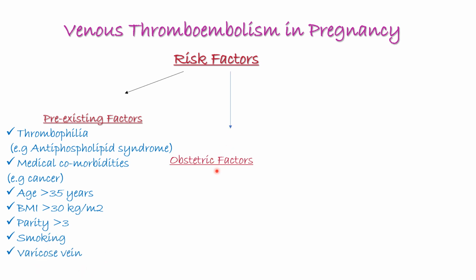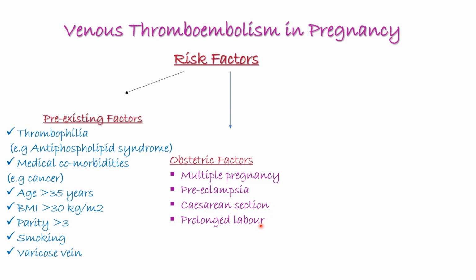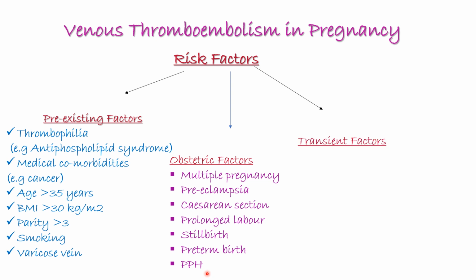The next is the obstetric factors. For example, in this pregnancy, what do we have? Do we have multiple pregnancy? Do we have preeclampsia? So multiple pregnancy, preeclampsia, cesarean section, that is a previous cesarean section, prolonged labor, a patient who comes in with prolonged labor, a patient who has already had a stillbirth. Stillbirth is when you have intrauterine death, or when the person has had preterm birth or postpartum hemorrhage.